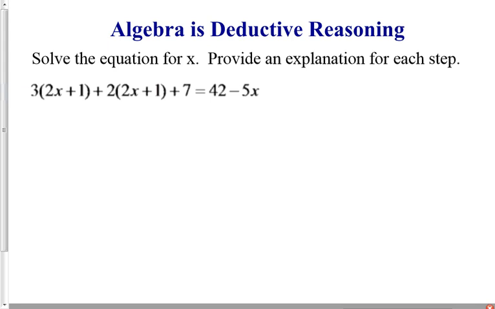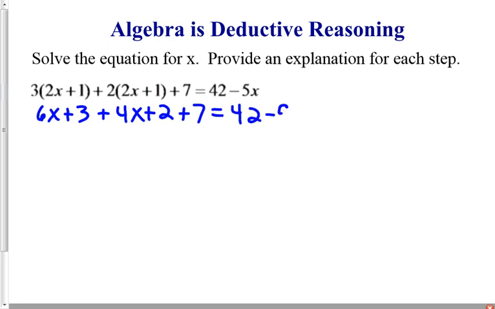step. So the first step that we would do here is we would distribute the 3 and the 2 to what's in parentheses. So we would get 6x plus 3 plus 4x plus 2, and then I'll just rewrite the plus 7, and I'll rewrite this over here, and then I'm going to write that we were allowed to do this because of the distributive property. All right, that's the algebra fact that says we could do what we did.